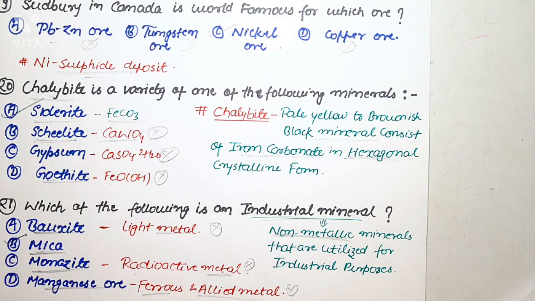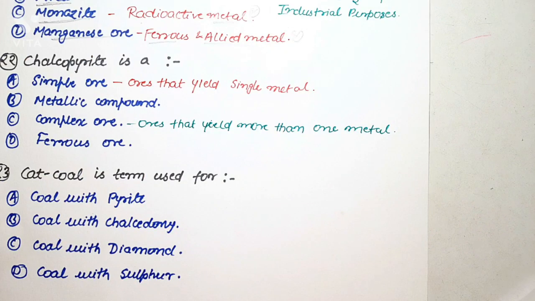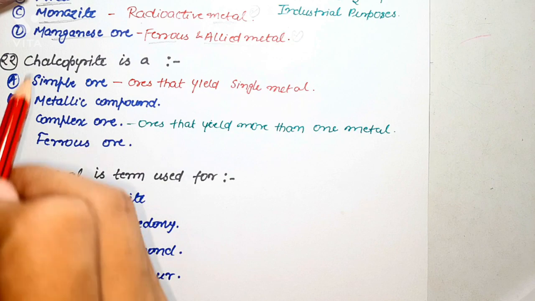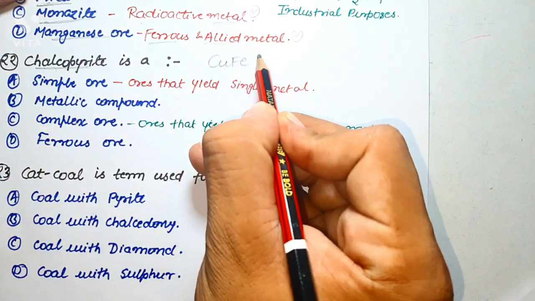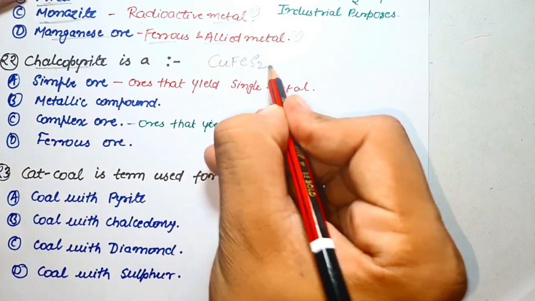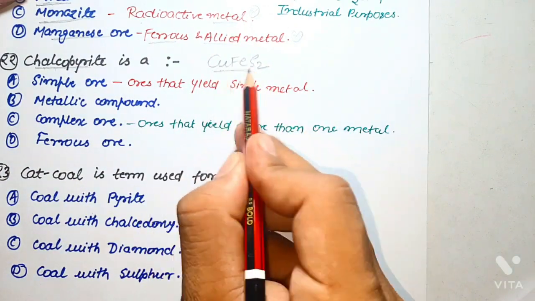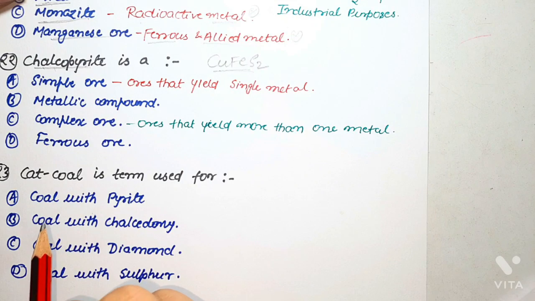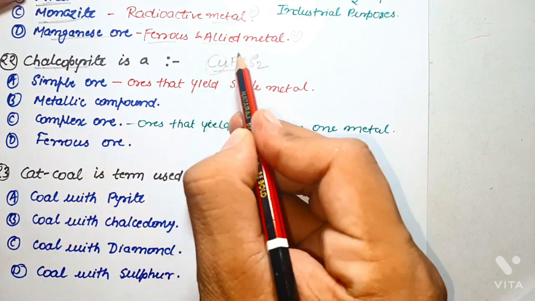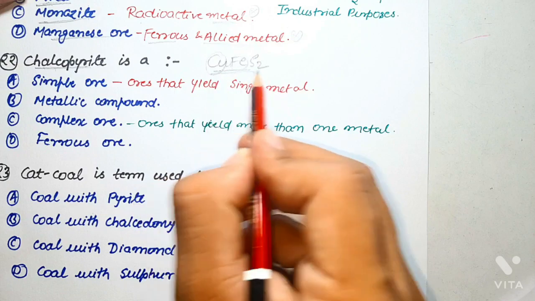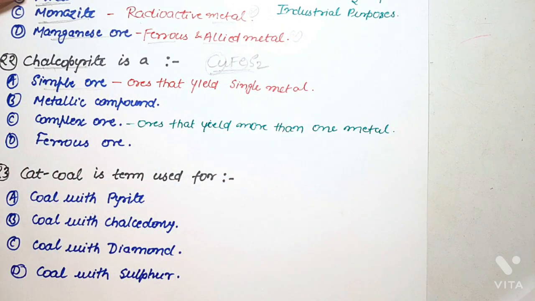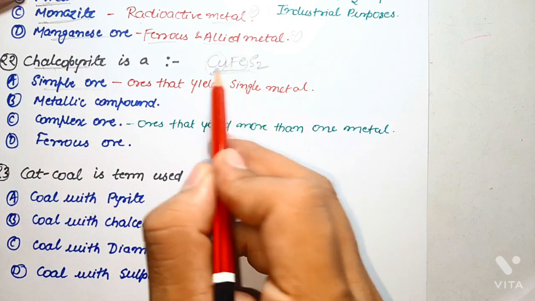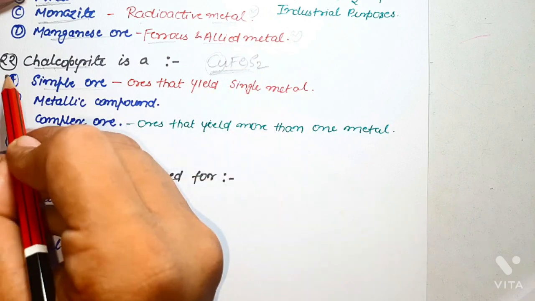Now the next question says, chalcopyrite is a, so first of all, what is the composition of chalcopyrite? Chalcopyrite is CuFeS2. Okay, so this is the composition of chalcopyrite, CuFeS2, in which copper is a metal, Fe is also a metal. So clearly there are two metals present. Now first one is simple ore. Simple ores are those ores that yield a single metal, but chalcopyrite contains two metals, copper and iron. So this is not the correct answer.